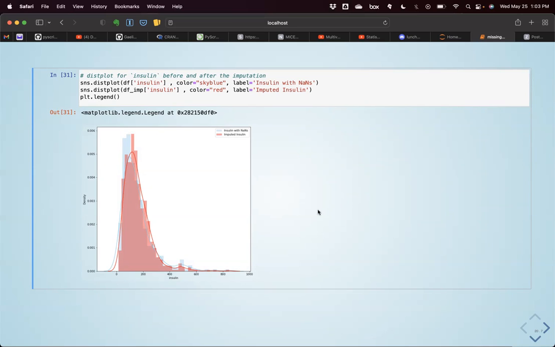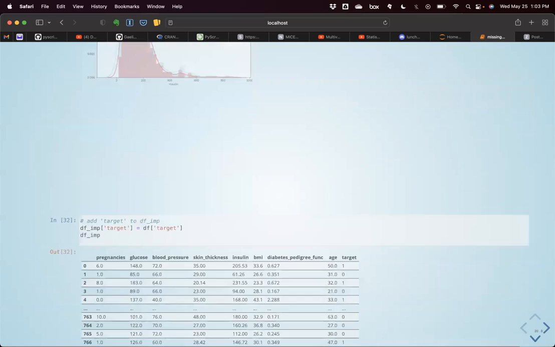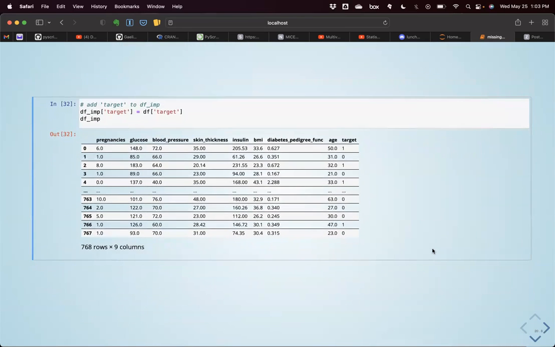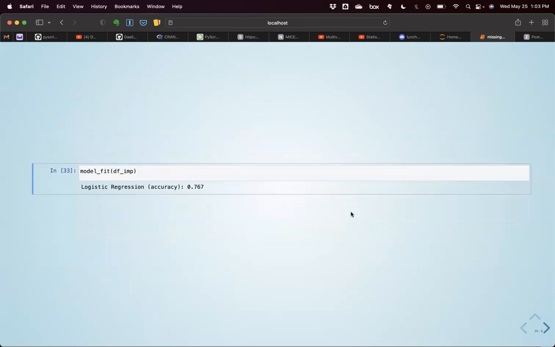Okay, so let's see how we do in the accuracy. I'm going to include the target back, append that target, and then we're going to fit it again. And now we get an accuracy of 0.767, which is lower than the one that we had when we deleted the rows, but it still compares very well with the imputation of the median, which was the one that created that big spike.